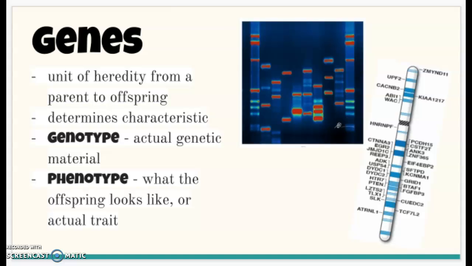Genes are your genetic information. The genes are like the specific things on the DNA that tell the organism what to become or what to look like. So this is the unit of heredity that's passed from the parent to the offspring. It determines all of your characteristics. Now, the word genotype actually means what genetic material, what genetic information is there. Phenotype is what it looks like. So genotype is the genes, phenotype is the physical trait. It's what you actually look like.